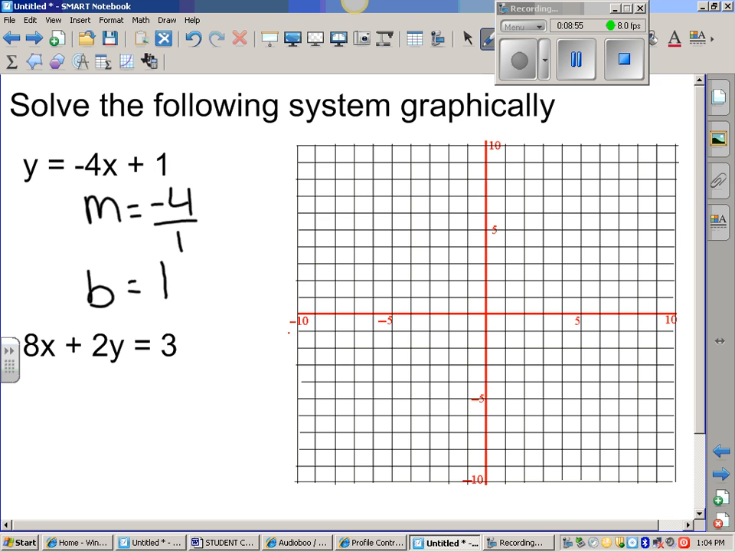Positive 1. Good. On which axis? The y-axis. How do you know how to move though? It's very important. Down 4 and over 1. You always run to the right. Okay, so 1, 2, 3, 4, 1. Very good. How do you know how to go the other way? Up 4, left 1.